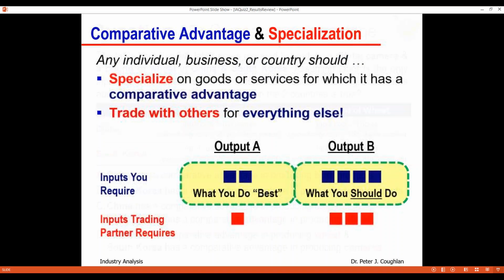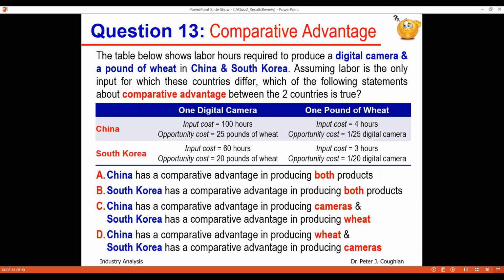So all of this, going back to our example here, question 13, I've actually changed it slightly. Notice now in this table, I've written the input cost we had before, but I've added the opportunity cost. So think about China. In China, it takes $100 for the digital camera, right? And 4 hours to produce a pound of wheat. So if a worker produces one digital camera, it takes $100. Well, what else could you do with this $100? It takes 4 hours to produce a pound of wheat. Therefore, the opportunity cost of a digital camera is actually 25 pounds of wheat.